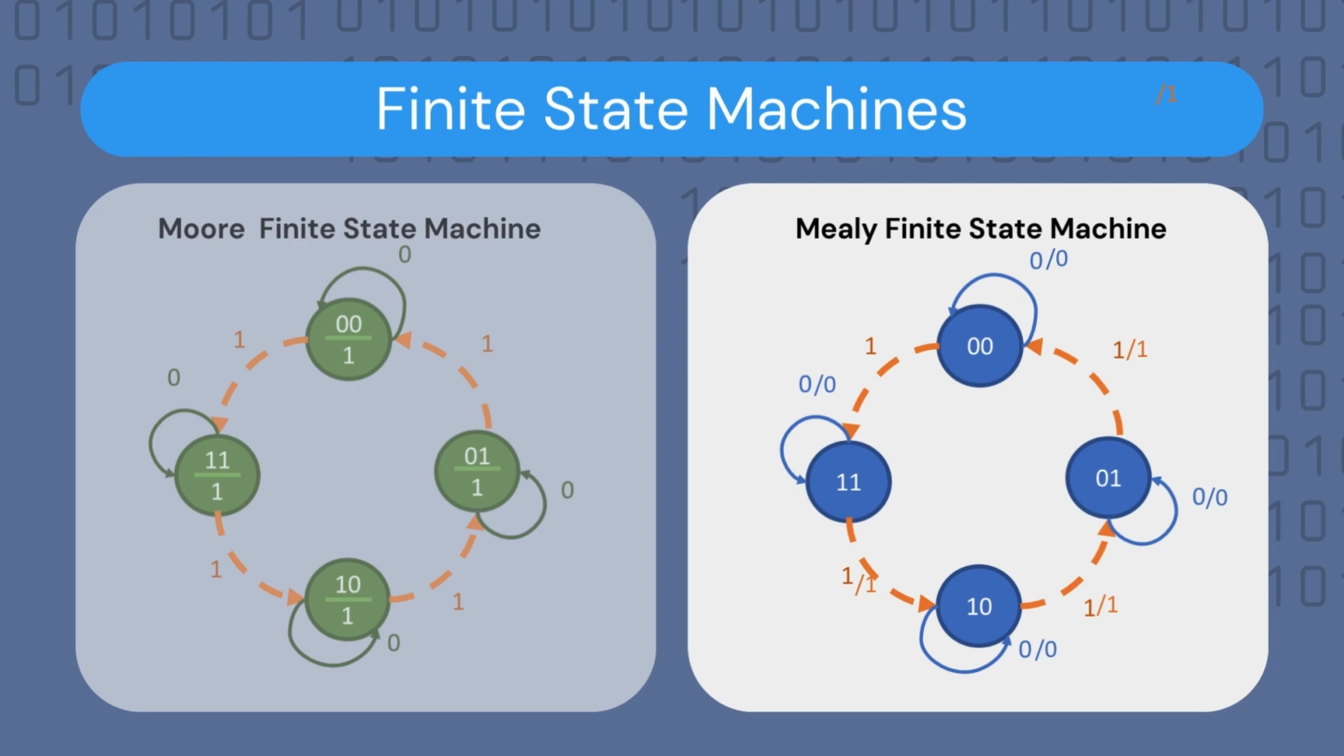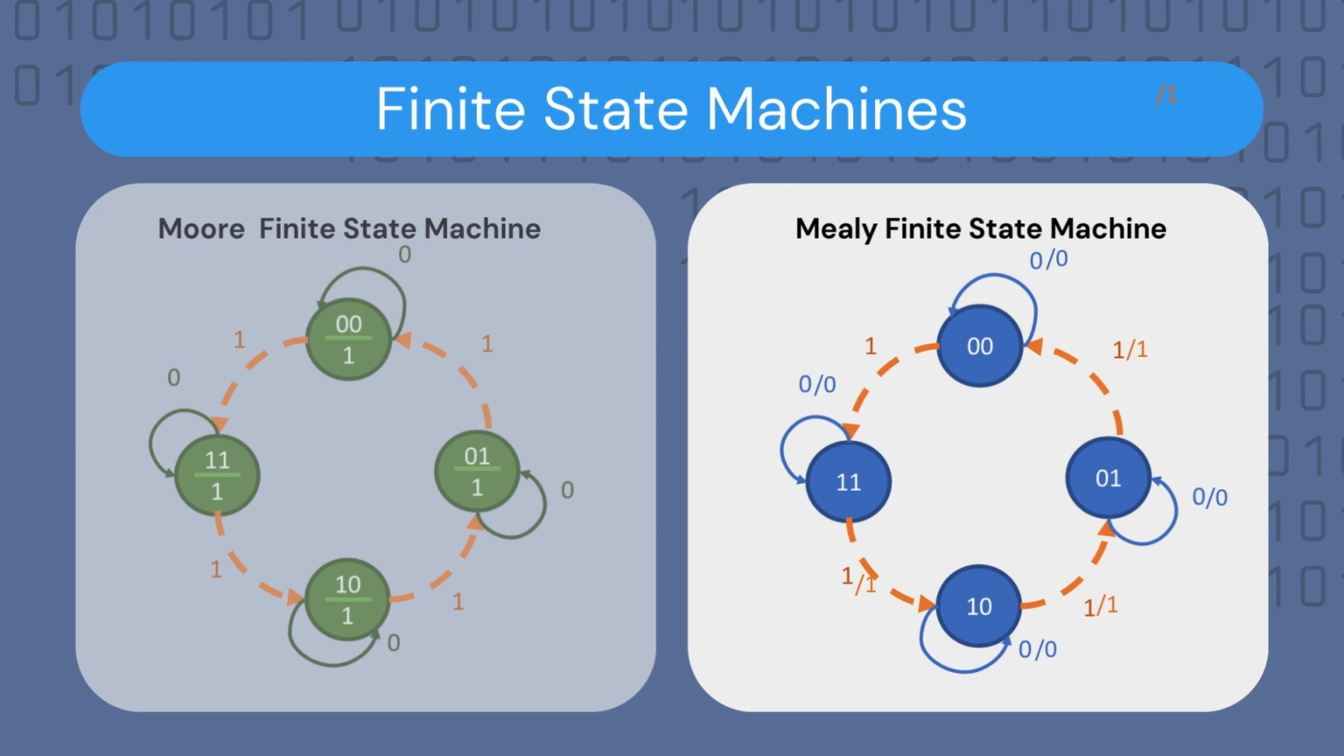And the Mealy finite state machine is dependent, the transition between the states in the Mealy finite state machine is dependent on the current state and the inputs to the machine. Don't worry if you can't imagine the difference between them right now. With a couple of examples, you will get the hang of it.